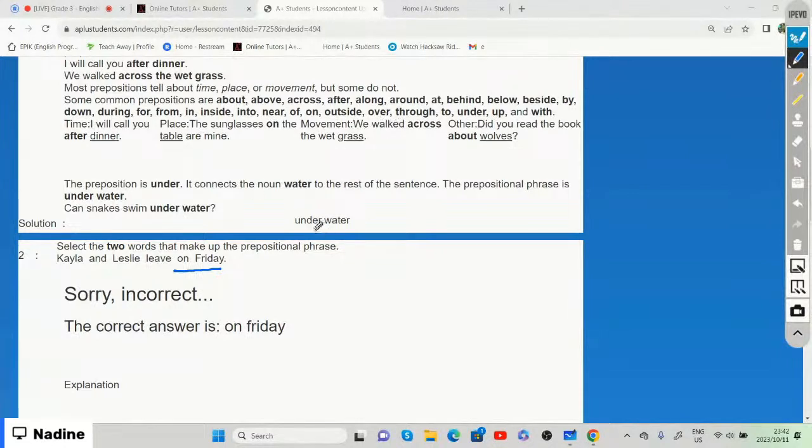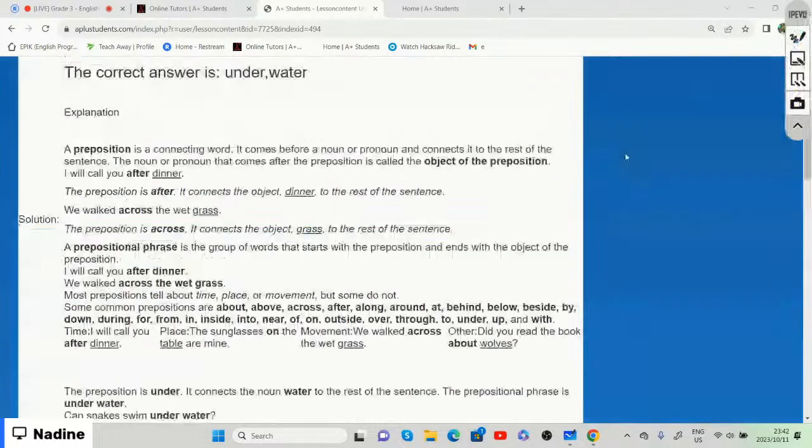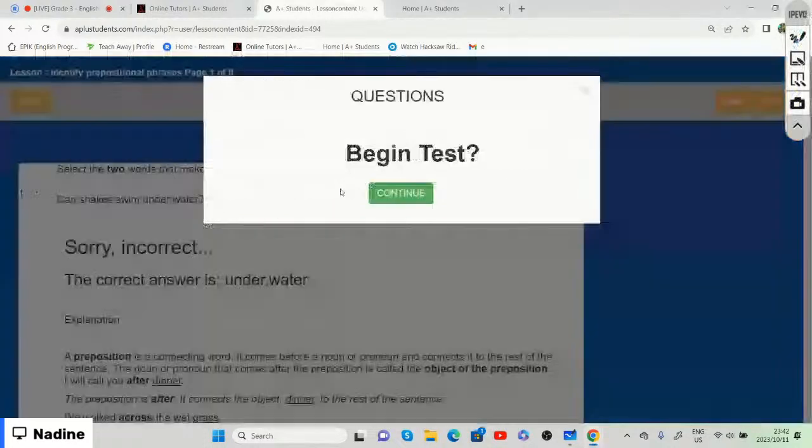All right, so if we select the two words, we say it is on and it is Friday. That is our prepositional phrase. All right, let's go and do our test.